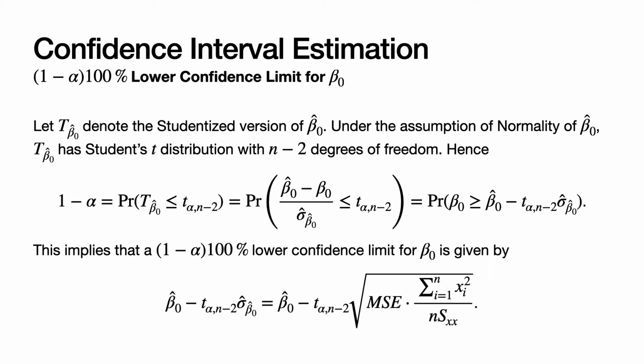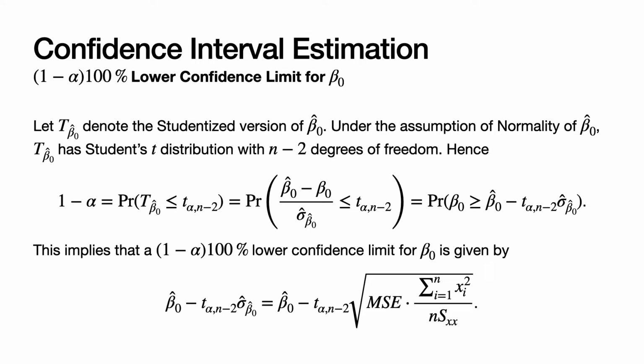And so that implies that the probability that the studentized version of beta 0 hat being less than or equal to t sub alpha comma n minus 2, where that t-value, again, is the upper alpha percentage point of the t-distribution with n minus 2 degrees of freedom, that probability is equal to 1 minus alpha.